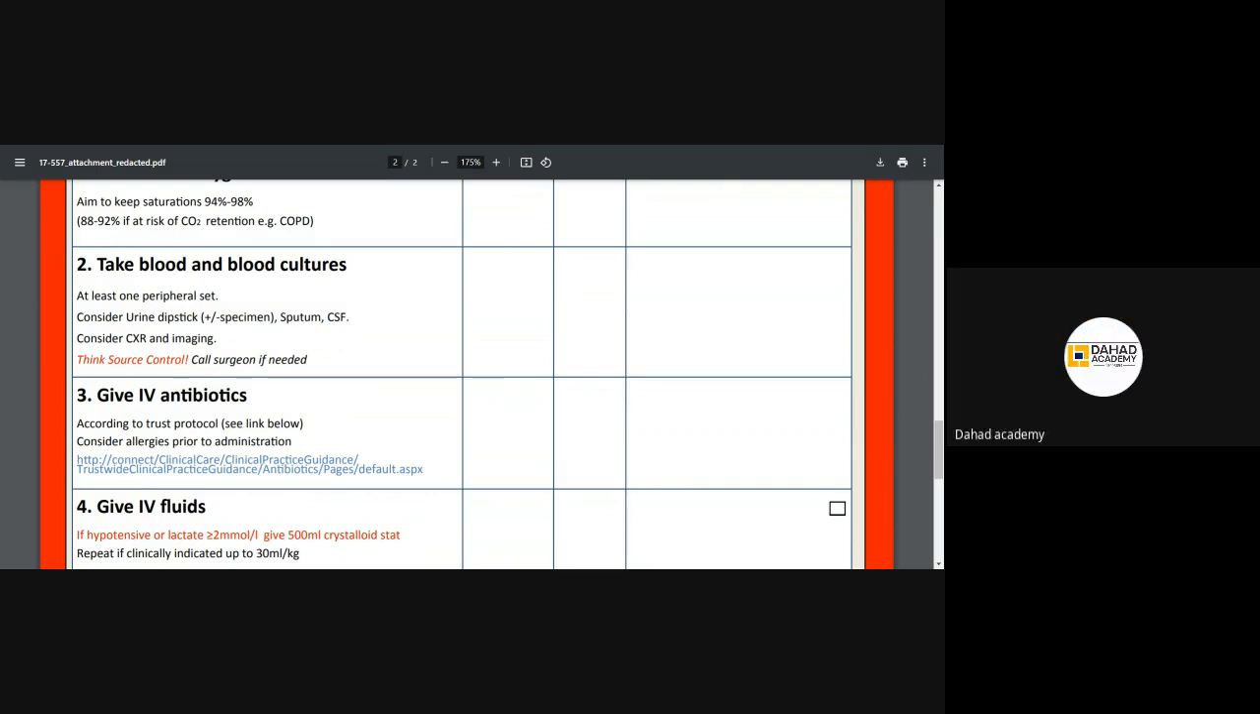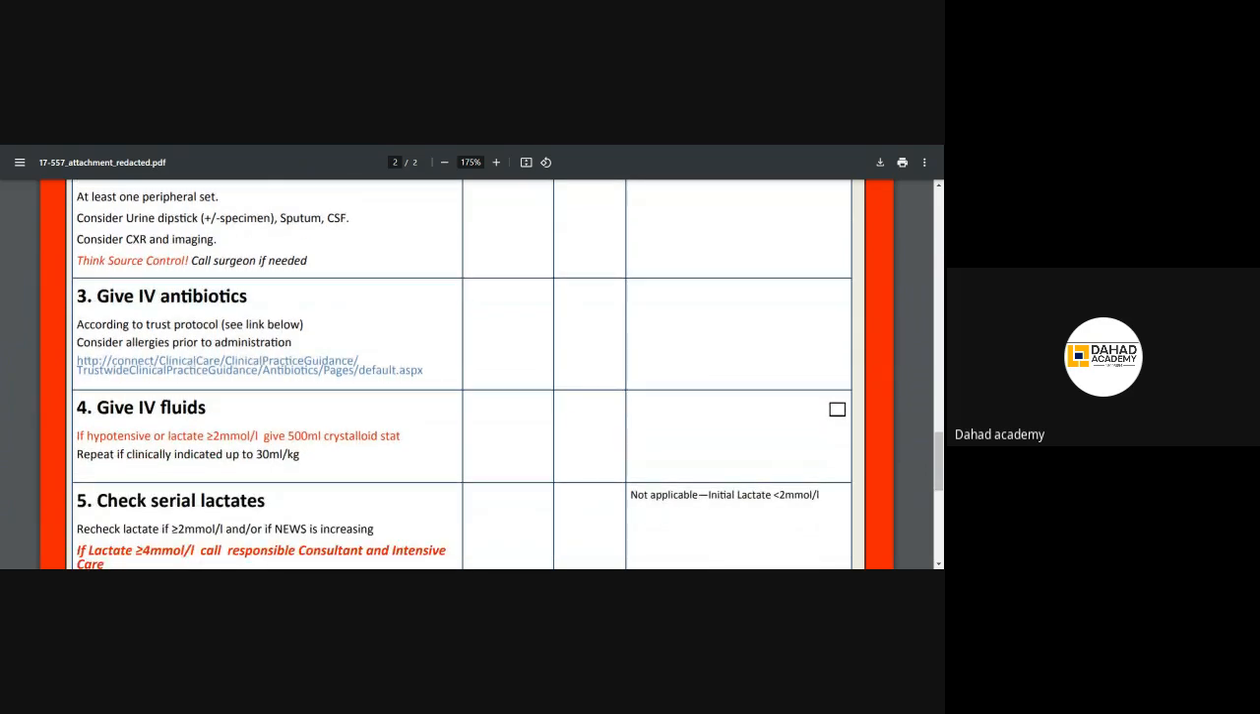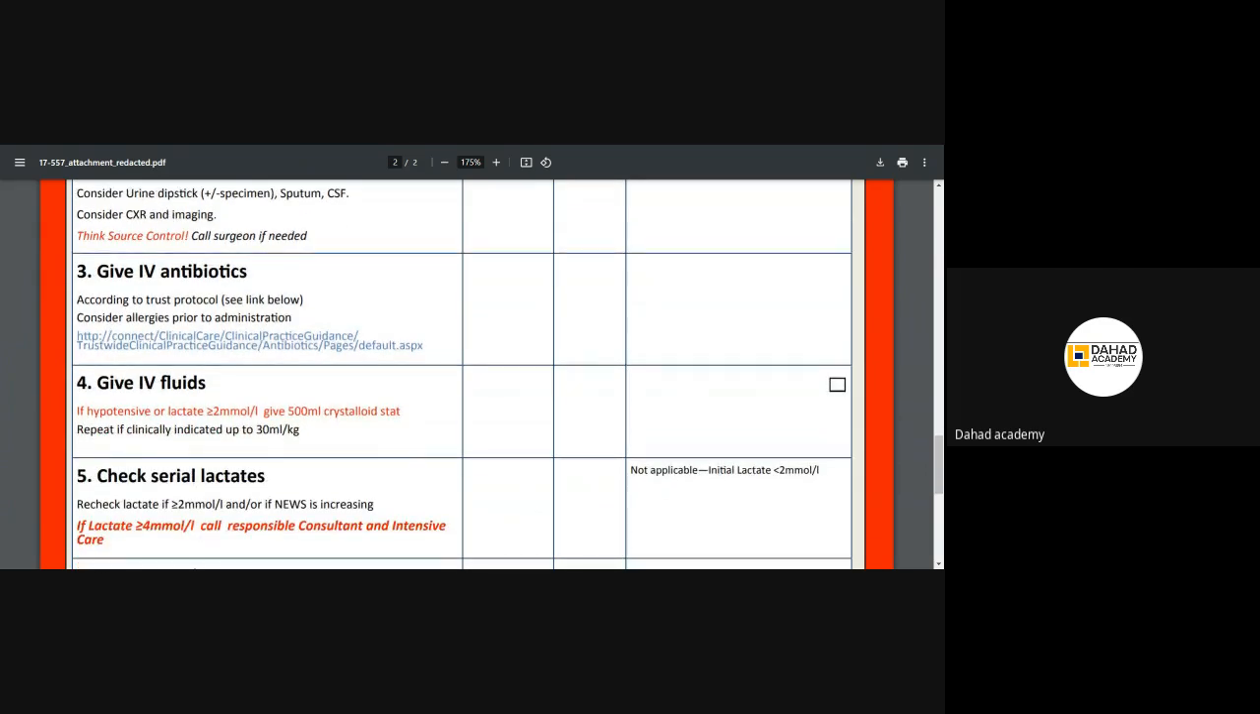Okay. And after that, you take the blood, you put the cannula, a green cannula in one hand, or in two hands if you need to give some bloods later on. You will give antibiotics, and the antibiotics differ from one trust to another. And give the IV fluid. The IV fluid is the most important thing for all patients with sepsis.